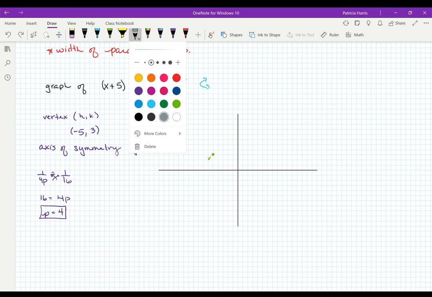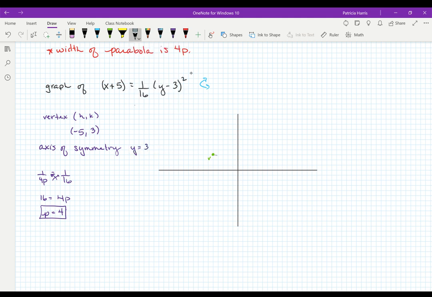Make that line a little thinner. Okay, we don't want to make it too thick. It gets in the way. Okay, there's my axis of symmetry. So I'm going to say axis.